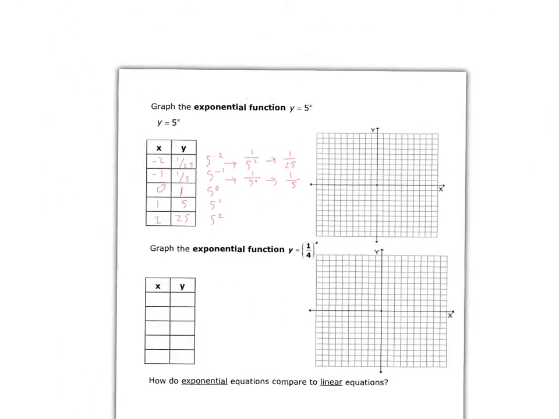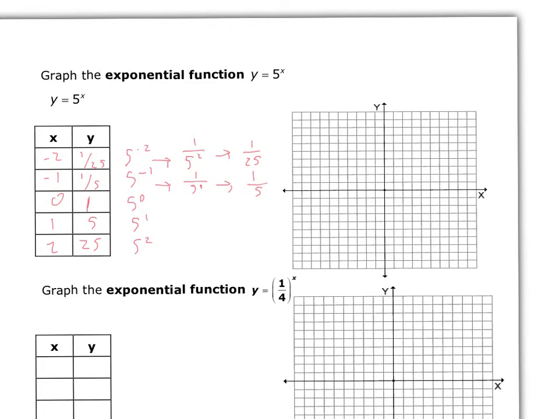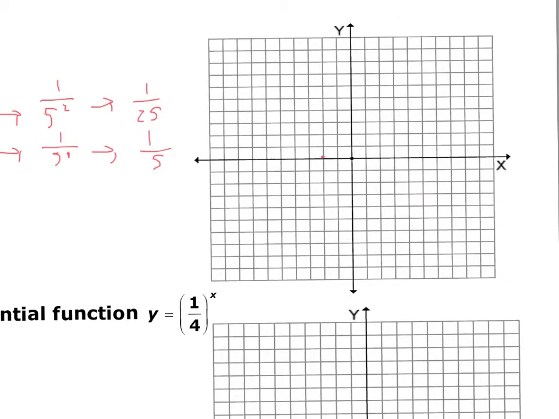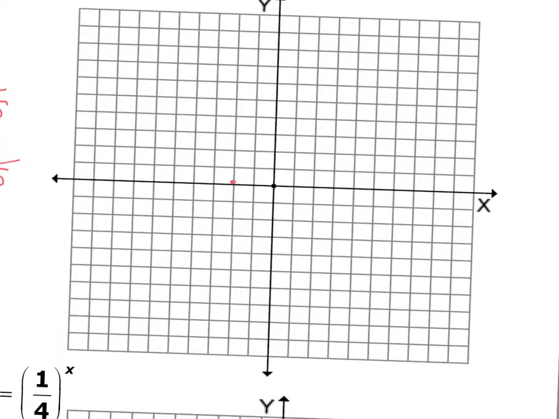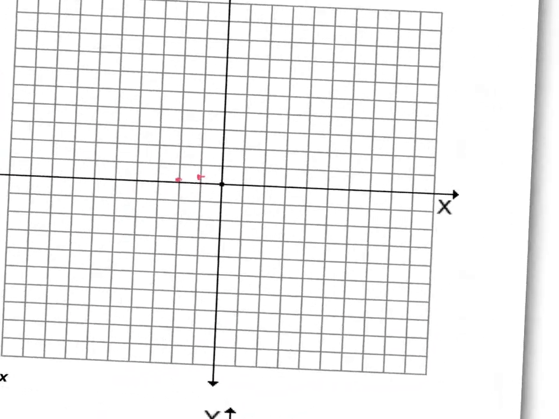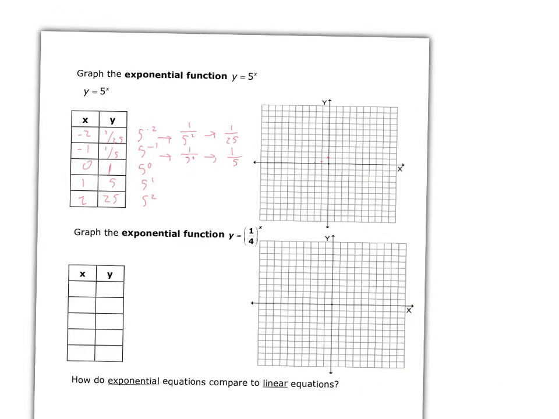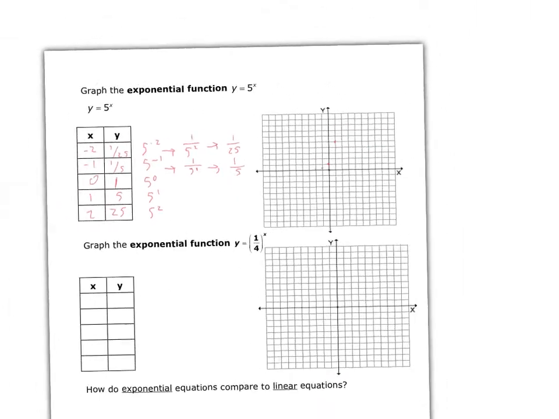Okay. So if we graph this, we have -2, 1/25. We're going to zoom in. -2, 1/25, so you're barely above 0 here. Then we have -1, 1/5. Then we have 0, 1. Then 1, 5. And last but not least, we have 2, 25.